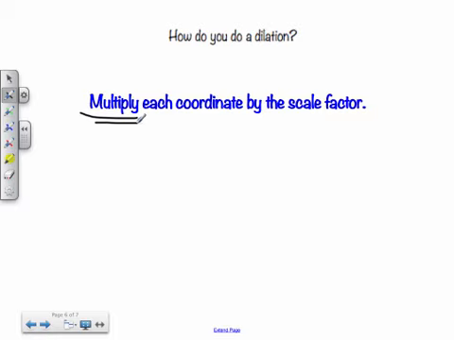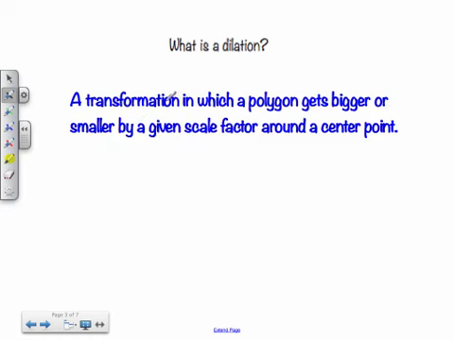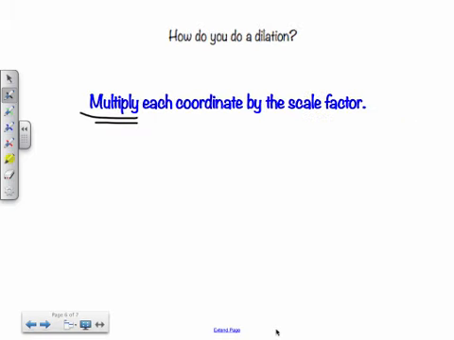Now, here's the thing that you need to understand: when you do a dilation, sometimes it gets bigger, but sometimes it also will get smaller. So when I multiply by a scale factor of 5, for example, my picture will be 5 times bigger. If I multiply by a scale factor of 1/5, for example, my picture won't be 5 times bigger, it'll actually be 5 times smaller. Okay, so numbers that are greater than 1 will make it larger. Numbers that are less than 1, between 0 and 1, will make your picture smaller.